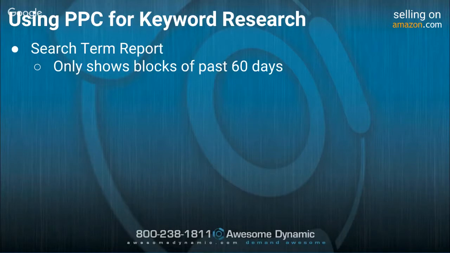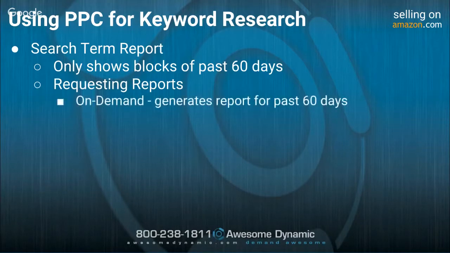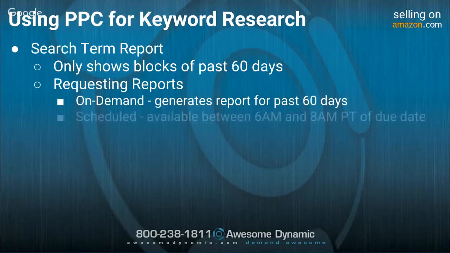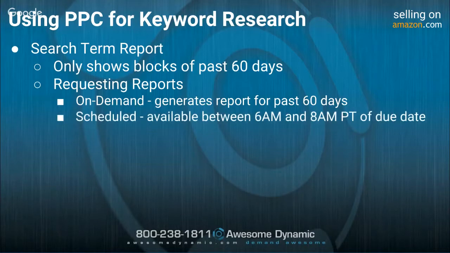worth of information. So when you request a report, you have the option of doing just an on-demand report, which again will show you the last 60 days worth of information. Or you can schedule a report to run automatically, which will then be available between 6 and 8 a.m. Pacific time of the date that it's due. So it might be a good idea to schedule a report to run once a week or so. This way you can constantly get updated information. You can go back and download those reports at any time.